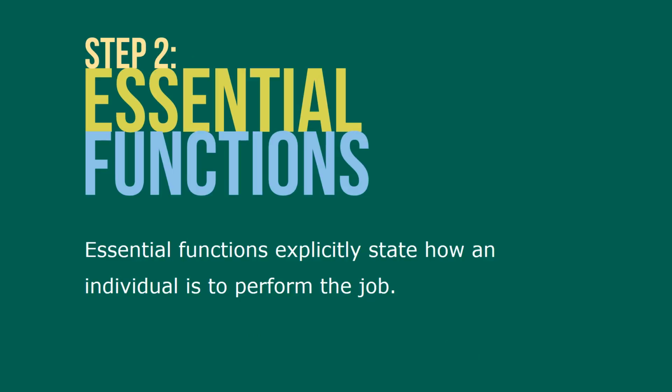Step 2. Defining essential functions. Once the data about a particular job has been collected through job analysis, essential functions of the position can be defined. This is the first major task of writing a job description. The use of the term essential function should be part of your job description, and it should explicitly state how an individual is to perform the job. On average, a job description should include 4 to 8 essential function statements.